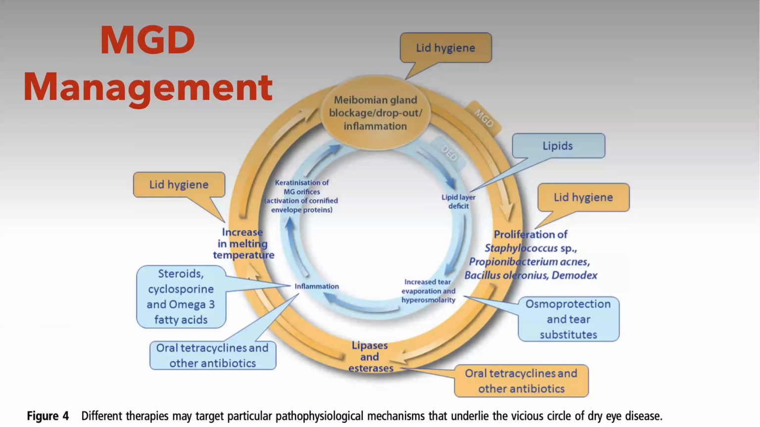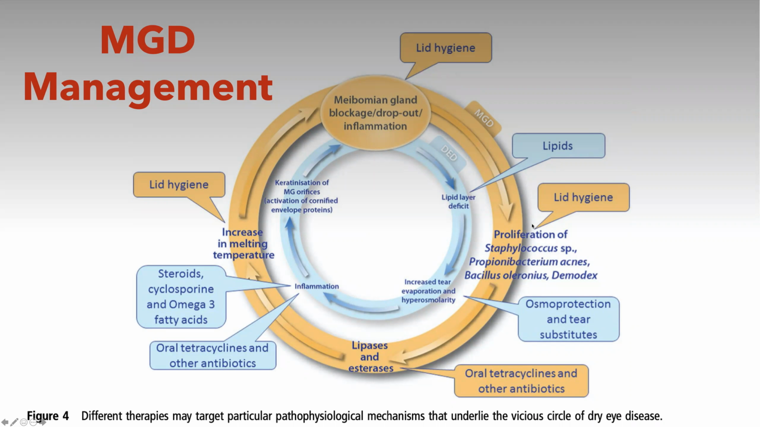Now that we have finished the diagnosis, let us see the management part of MGD. The management part of MGD again goes back to the circle I showed you in the first slide. It depends upon the stage of the disease and stage of dry eye and how you have to intervene. So as long as the Meibomian glands are involved, lid hygiene is important. When there is a lipid layer deficit, you complement with artificial tears that have lipids.